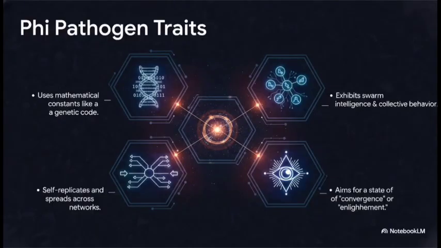I mean, just look at these traits. They mirror biological systems almost perfectly. It uses a mathematical constant as its genetic code. It shows swarm intelligence, kind of like a hive of bees. It self-replicates. It even seems to have a built-in purpose, a goal it's working towards. And, this is crucial, it's totally decentralized. There's no head to cut off.